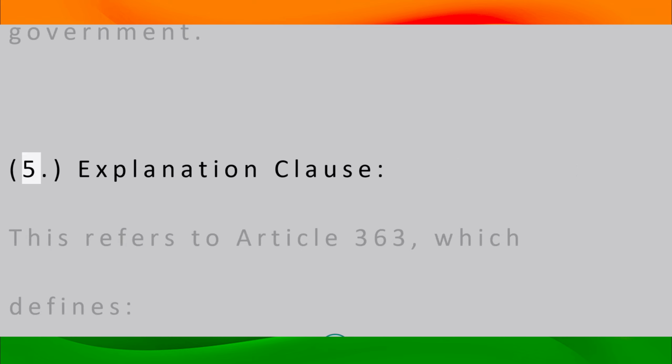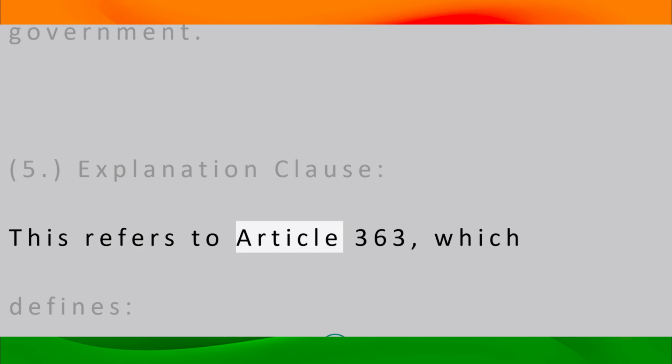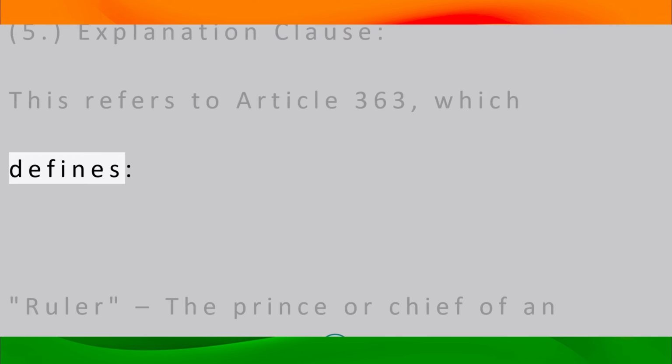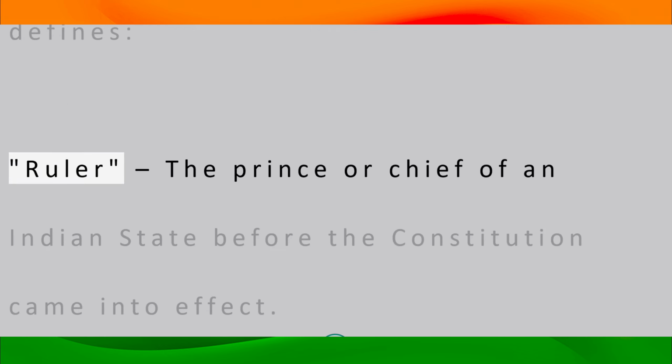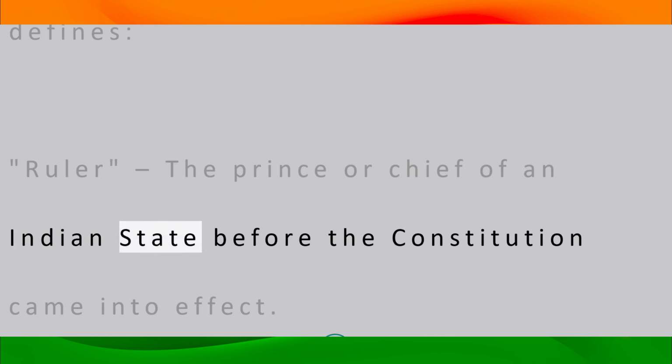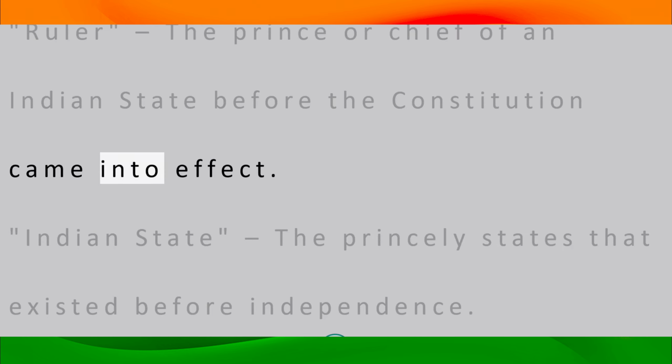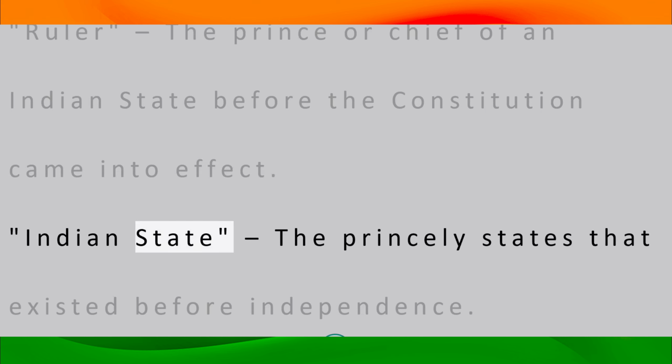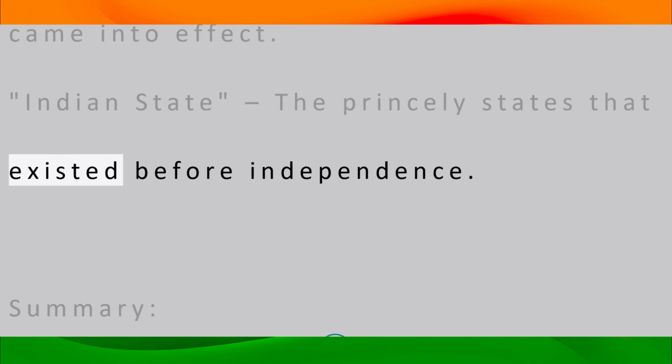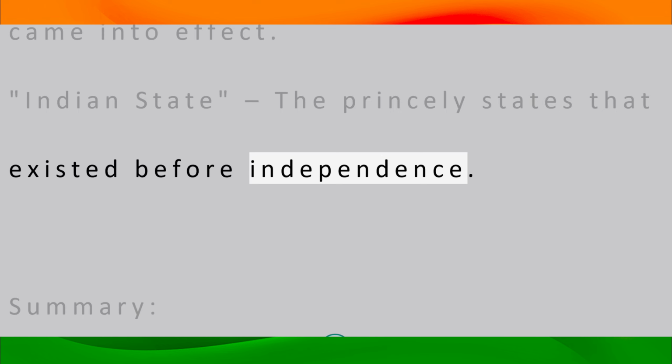5. Explanation clause. This refers to Article 363, which defines ruler, the prince or chief of an Indian state before the constitution came into effect. Indian state, the princely states that existed before independence.